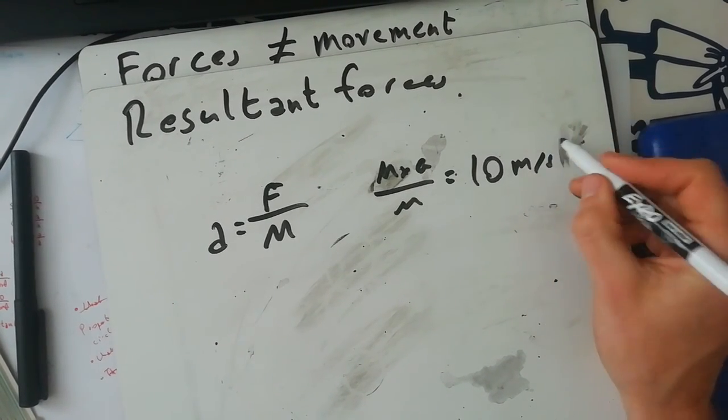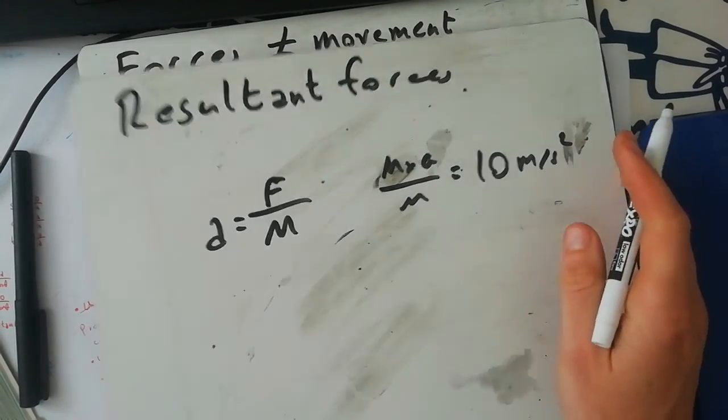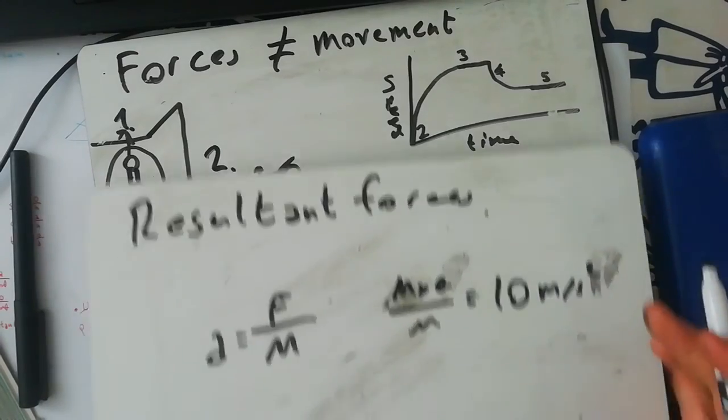Don't know why I put a minus in there. 10 meters per second squared. Okay, that's the acceleration due to gravity. And we normally, when we do calculations, we ignore air resistance.